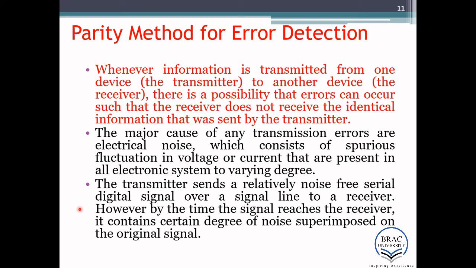The transmitter sends a relatively noise-free serial digital signal over a signal line to a receiver. However, by the time the signal reaches the receiver, it contains a certain degree of noise superimposed on the original signal.